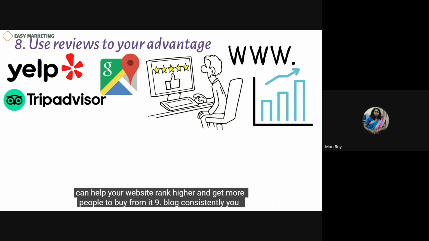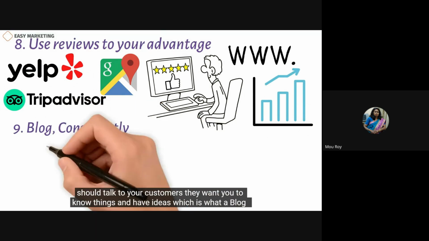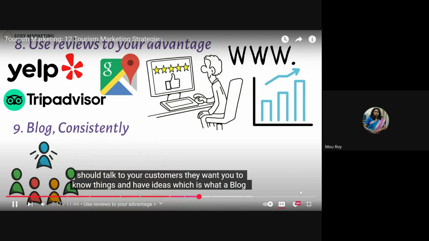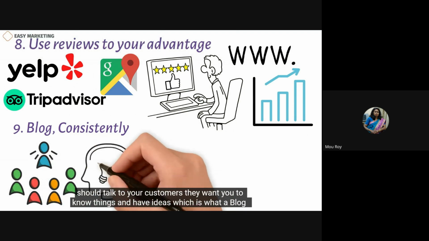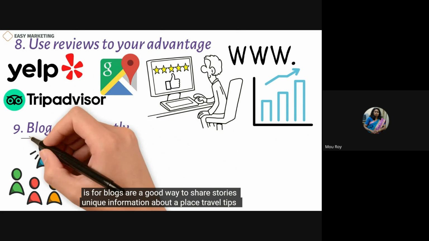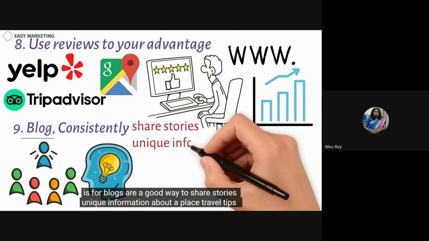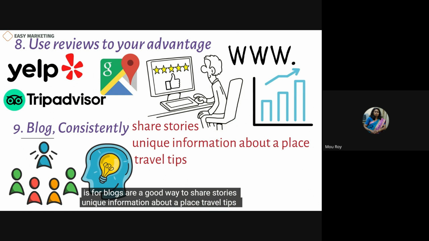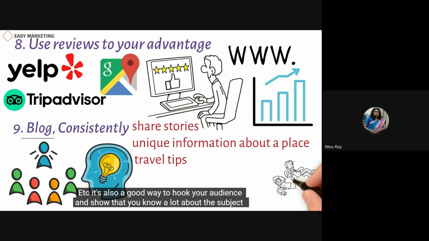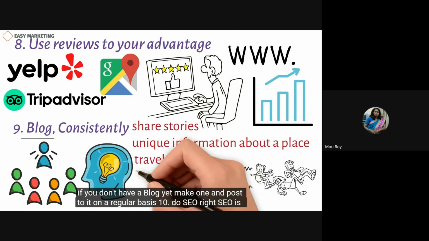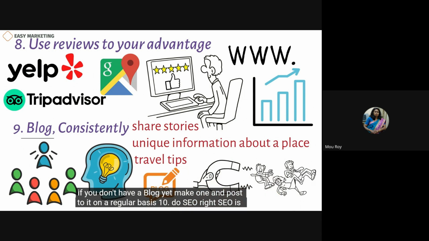9. Blog consistently. You should talk to your customers. They want you to know things and have ideas, which is what a blog is for. Blogs are a good way to share stories, unique information about a place, travel tips, etc. It's also a good way to hook your audience and show that you know a lot about the subject. If you don't have a blog yet, make one and post to it on a regular basis.